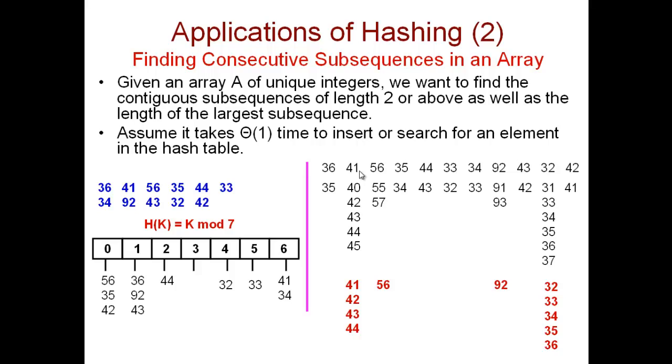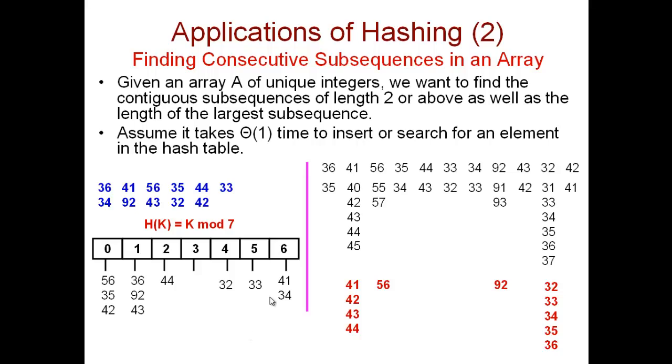Sorry, I said 37 or something. To check if 41 is a starting element of some subsequence, we need to check if 40 is there in the array. So how do we do that? Find 40 mod 7, it is 5. So index into cell 5 and see if 40 is there in the linked list. 40 is not there. So since 40 is not there, 41 is a starting element of some subsequence.